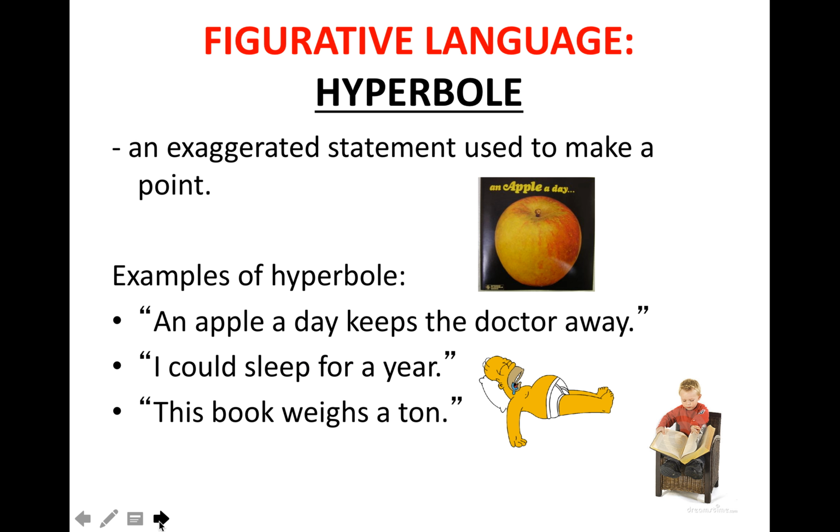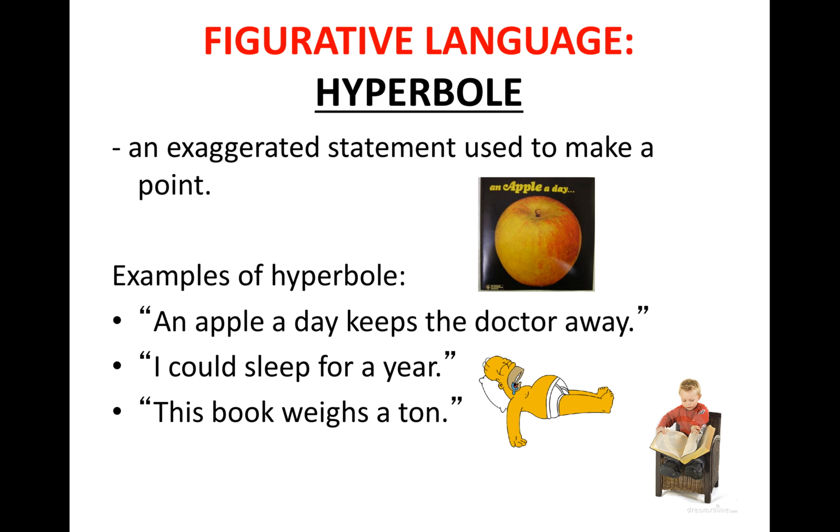Fourth idea for figurative language here is hyperbole. Hyperbole is an exaggeration that you're using to make a point in what you're writing or saying. So this book weighs a ton. It's obviously very heavy, but it doesn't really weigh 2,500 pounds.